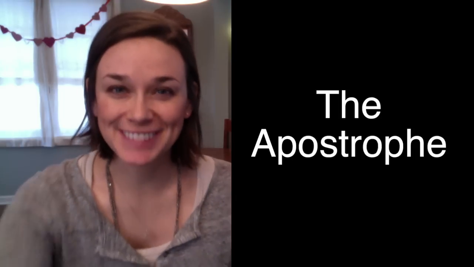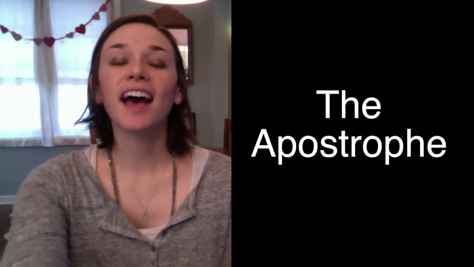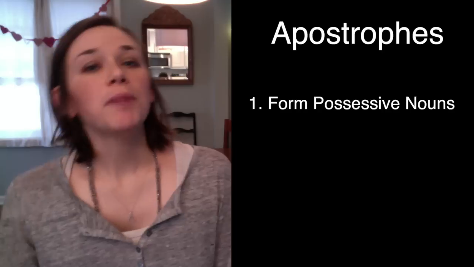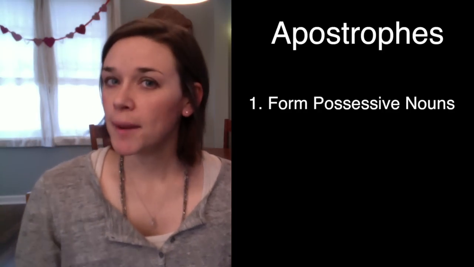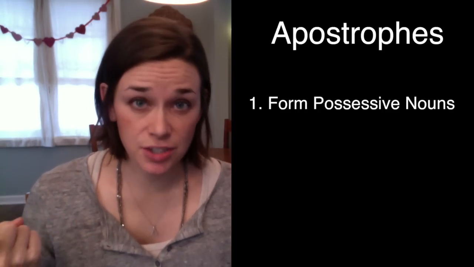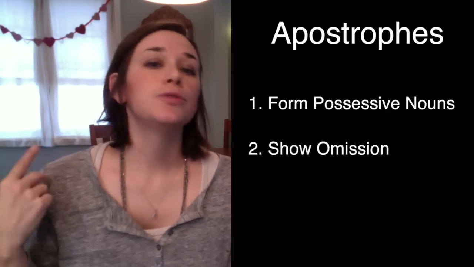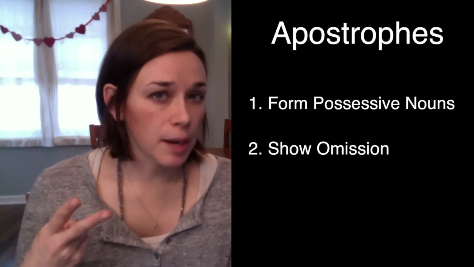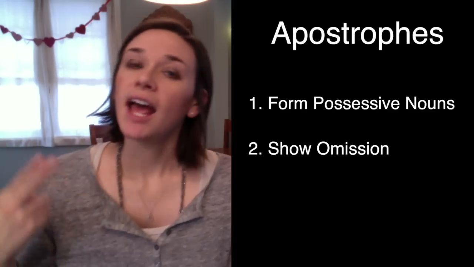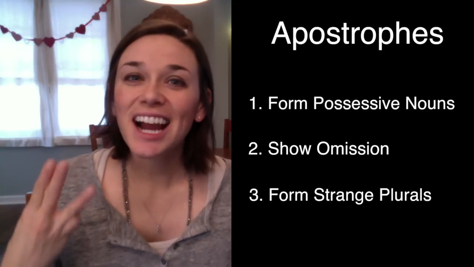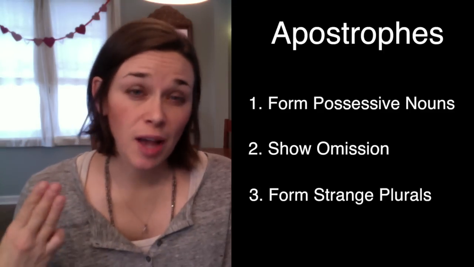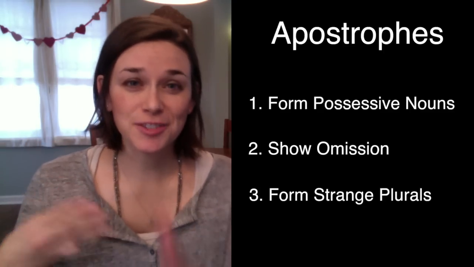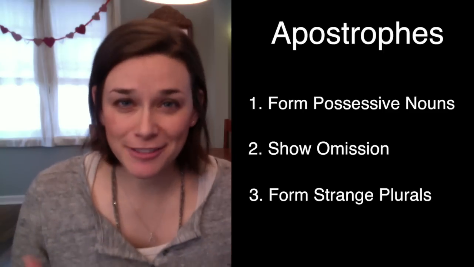Sentence diagrams. And in today's video lesson, we are going to be talking about a punctuation mark, the apostrophe. Now, the apostrophe has three purposes. Apostrophes are used to form possessive nouns, or nouns that show ownership. They are used to show omission of letters or numbers, like in contractions. And the third thing, they are used to form strange plurals. All right, so now we're going to go through each of those and I'll give you some examples.